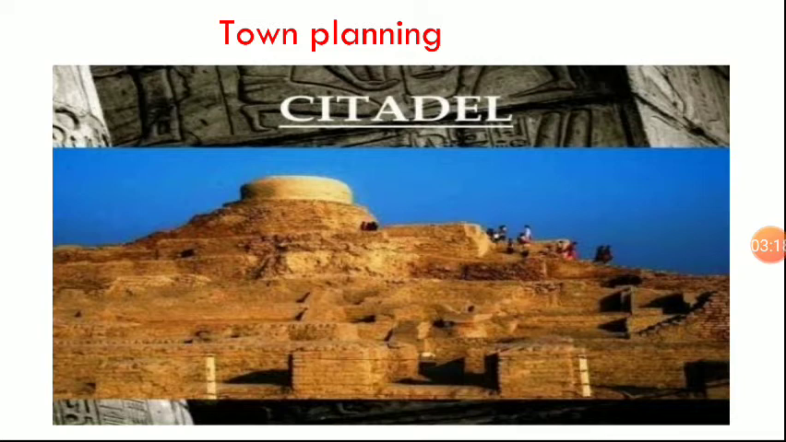Town planning is the unique feature of the Indus Valley Civilization. The town planning proves that they lived a highly civilized and developed life. The Indus cities were built on the uniform plan. The town was divided into two. The raised part was known as the citadel or the upper town.